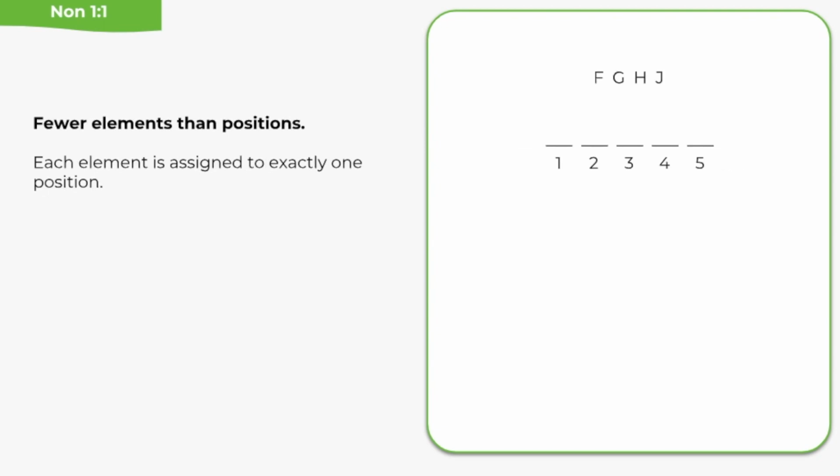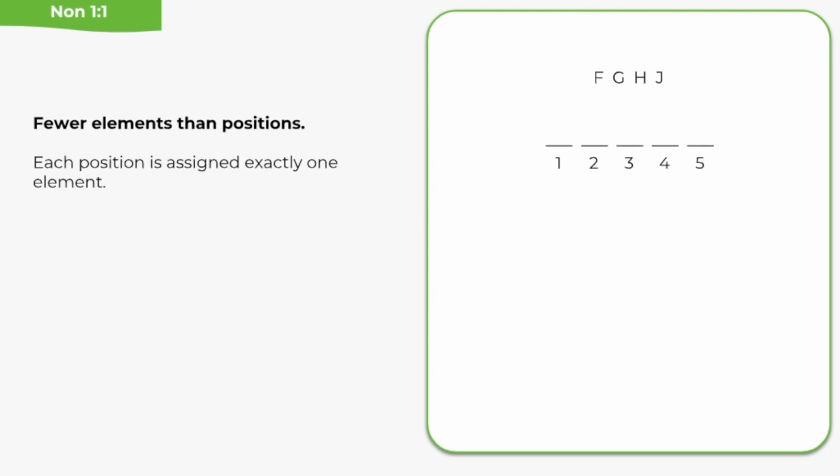A different version would be where you have fewer elements than positions. So if you have 4 elements and 5 positions, and each element is assigned to exactly 1 position, well, then some of those positions are simply going to be left out. They're going to be left open. And so you might need to start creating some slashes on those positions where nobody's going to go.